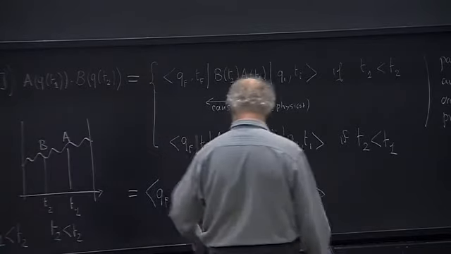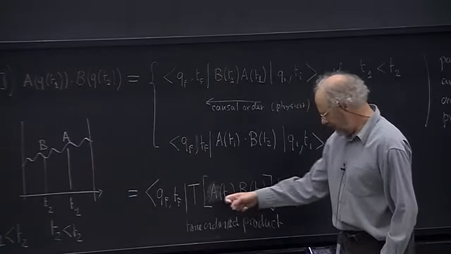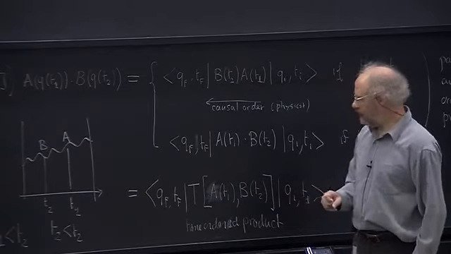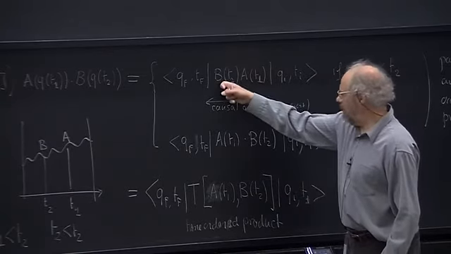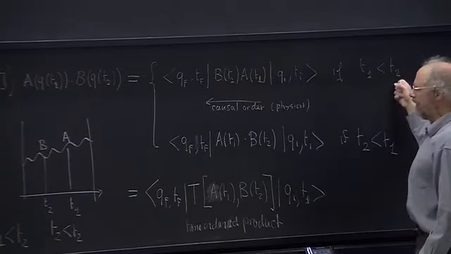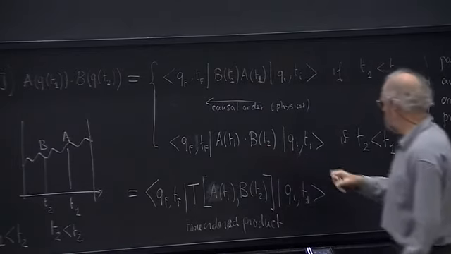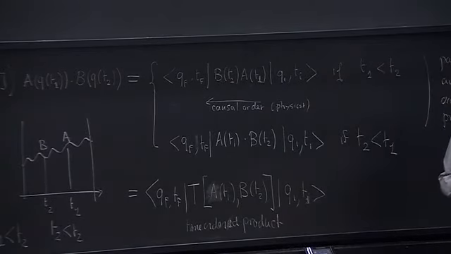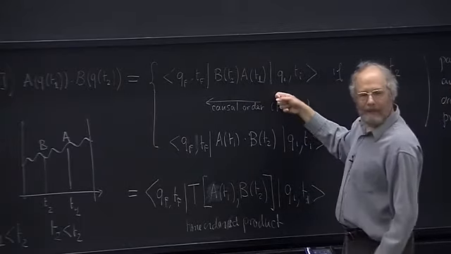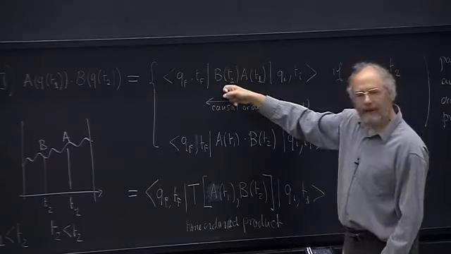The time-ordered product of the two operators A at time T1 and B at time T2 in the Heisenberg representation is B of T2 times A of T1 if T1 is less than T2, and A of T1 times B of T2 if T2 is less than T1. So you order early time to the right and later time to the left.